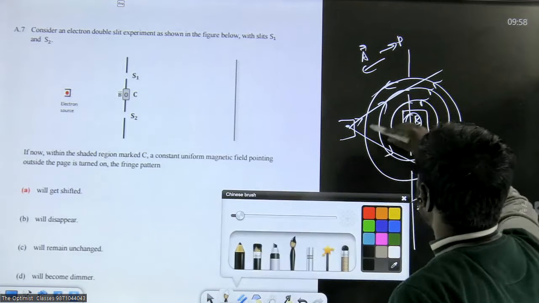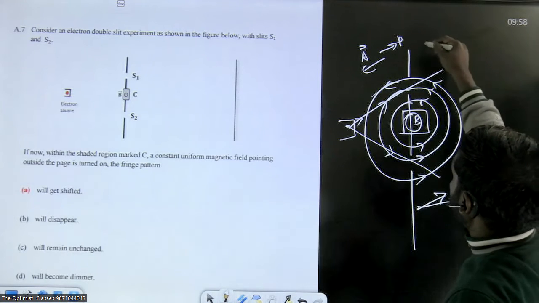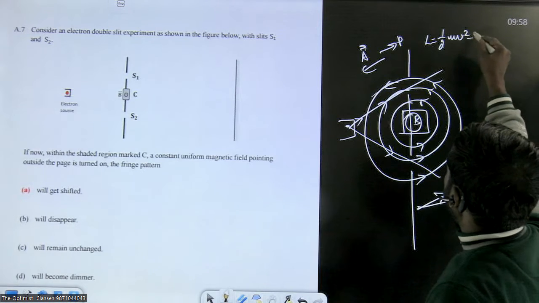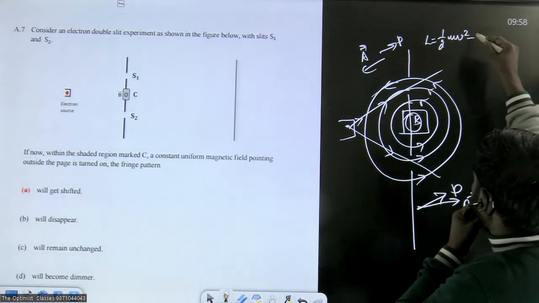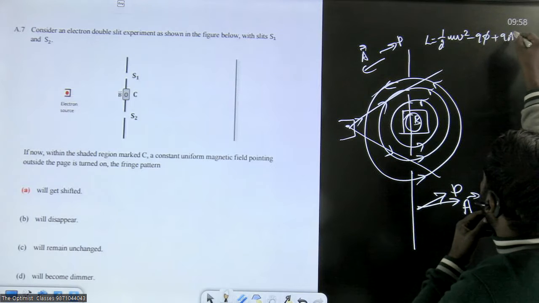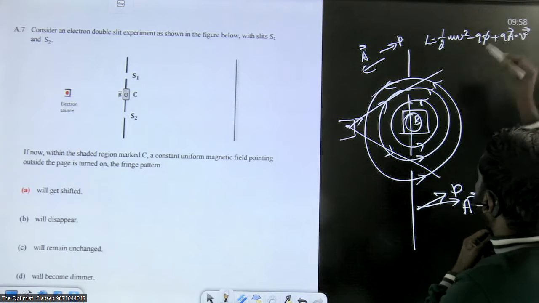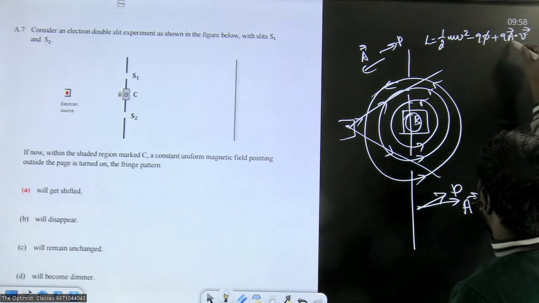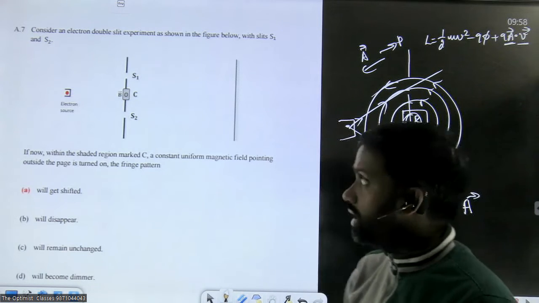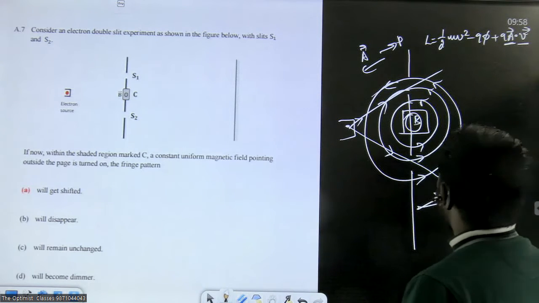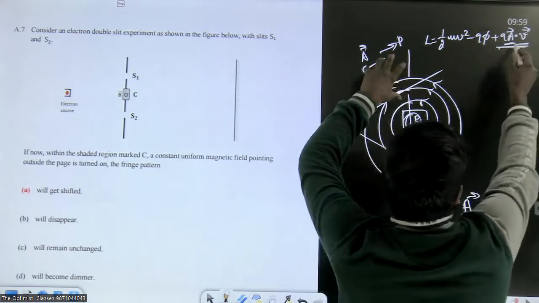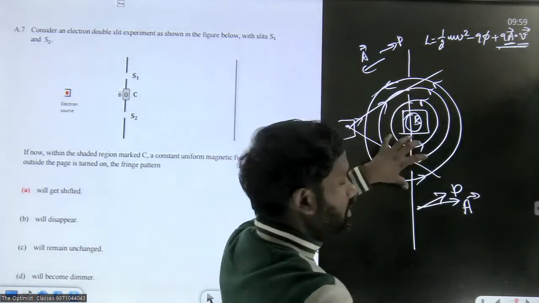Actually what happens is, when an electron passes through an electromagnetic field, you write the Lagrangian like this: half m v square, minus q phi, where phi is the electrostatic potential, plus q A dot v. This is the Lagrangian. So you see in the Lagrangian we have a term A dot v, where v is the velocity of the particle and A is the vector potential. Because of this term, it will be negative in this region and positive in this region.